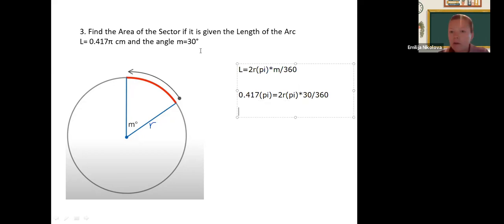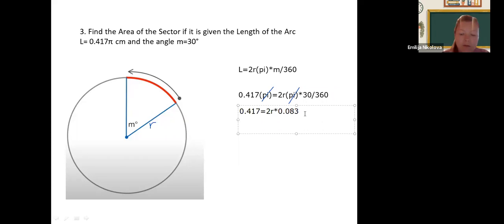So now, here we have pi on both sides. Because we have it on both sides, and we have just multiplication, nothing with plus and minus, I can just eliminate pi on both sides. So what will be left on this side is 0.417, which equals 2r times the fraction. So 30 divided by 360, and that's 0.083.